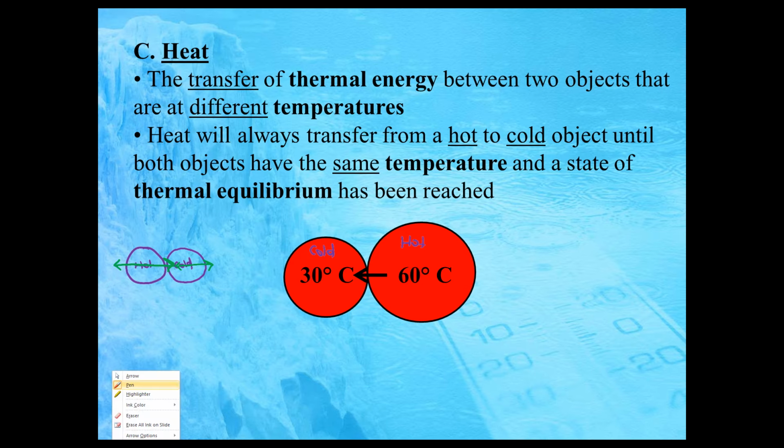Now, the opposite could not be true. Say, for example, you had a cold object and you had one that's hot. A cold object is barely going to vibrate at all. If it doesn't vibrate at all, how could it get the particles in the hot object to move? So that's why heat is always transferred from a hot to a cold object. Objects at a greater temperature have particles that are moving around a lot more, and if they're moving around a lot more, they're going to collide with particles in another substance and get them to move.